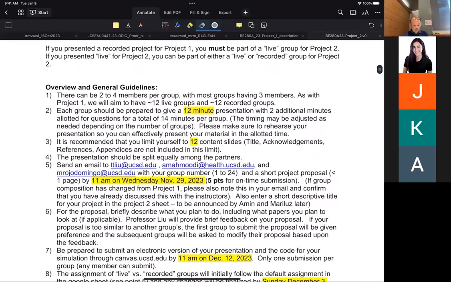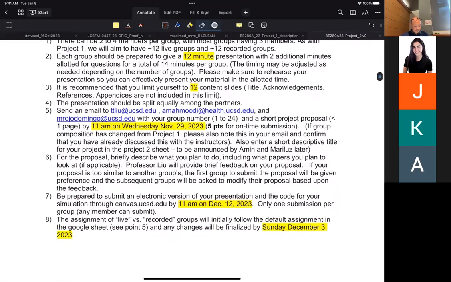So now we're allowing you to give a 12-minute presentation with 2 additional minutes, so about 14 minutes per group. Okay, let's keep it to that. It's recommended you have about 12 content slides. The main thing is to send an email to these 3 addresses with your group number and a short project proposal by 11 a.m. on Wednesday, November 29th, 2023. So next Wednesday.